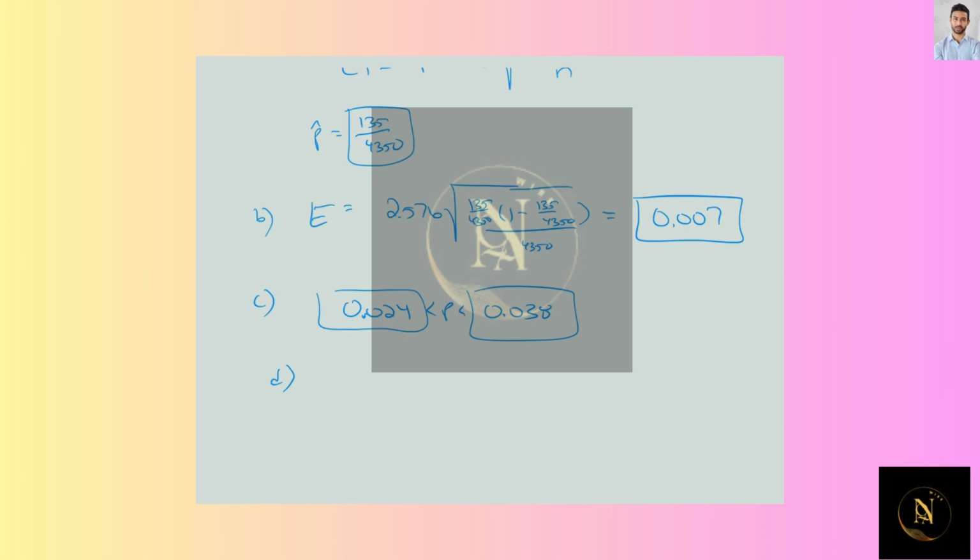And then a statement: the correct interpretation here would be one has 99% confidence that the interval from the lower bound to the upper bound actually does contain the true value of the population proportion, which would be choice B.